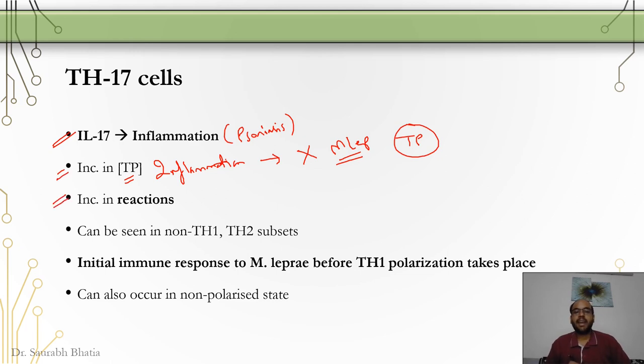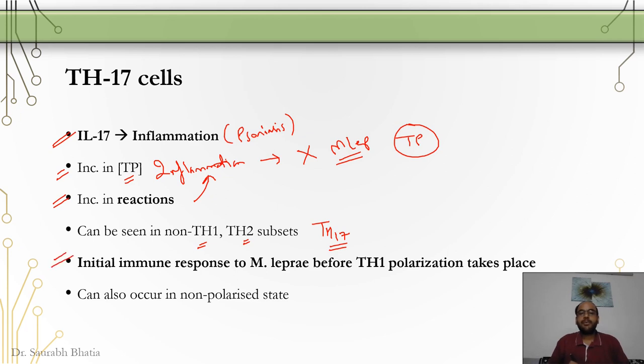It is increased in reactions. Why is it increased in reactions? Because again there is increased inflammation and inflammatory damage in reactions. It can be seen in non-TH1, TH2 subsets, because it has a unique subset, the TH17 subset. So I told you in the second slide of this presentation that majorly there are two responses, TH1 which leads to tuberculoid pole, TH2 which leads to lepromatous pole. You have another subset which is TH17. And TH17 is responsible for IL-17, which is responsible for inflammatory damage, tuberculoid pole, reactions and ENL.